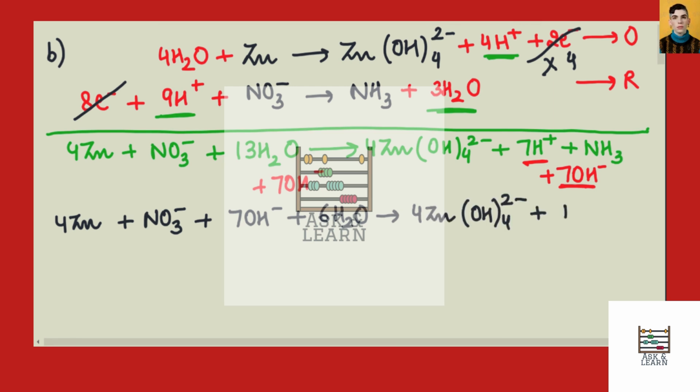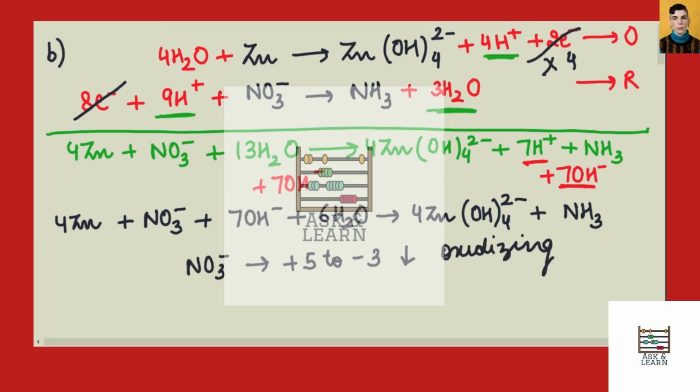Now if you see, nitrogen in nitrate ion goes from plus 5 to minus 3 oxidation state, which means the oxidation state is decreasing, and therefore this is the oxidizing agent. Whereas zinc goes from 0 oxidation state to plus 2 oxidation state, right? And therefore the oxidation state is increasing, therefore this is the reducing agent. Okay, so this is part B, and now we shall go to part C.